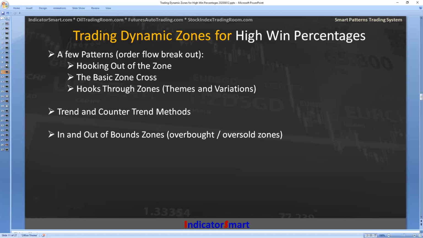Again, we'll have some charts in a couple of minutes. What's another one where it would completely cross the zone and then hook all the way back through it again? Well, that's even stronger, because that creates a big trap. And then there are different themes and variations that you could do with this. Does it hook inside the zone and go out? Does it completely cross the zone and go out? Does it hook completely outside of the zone? Different themes and variations. Food for thought if you're developing systems.